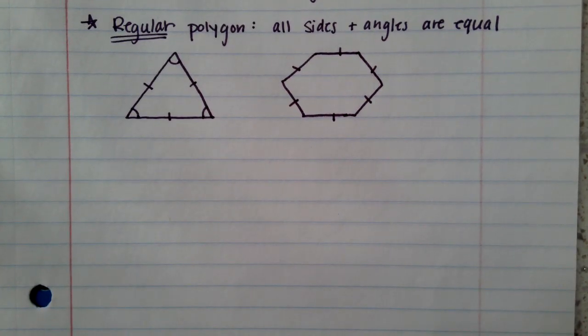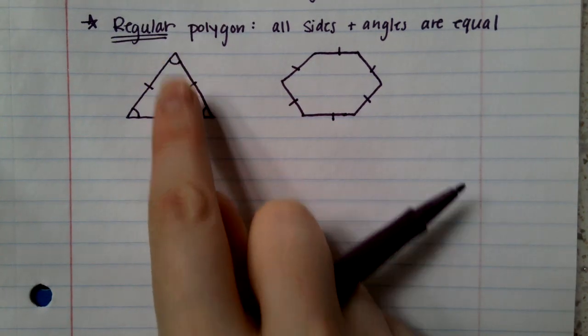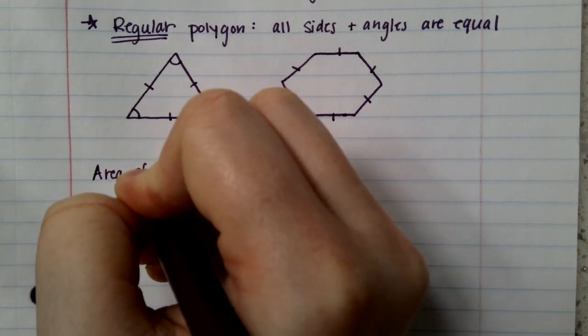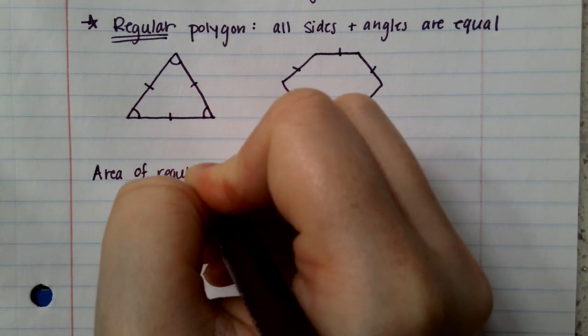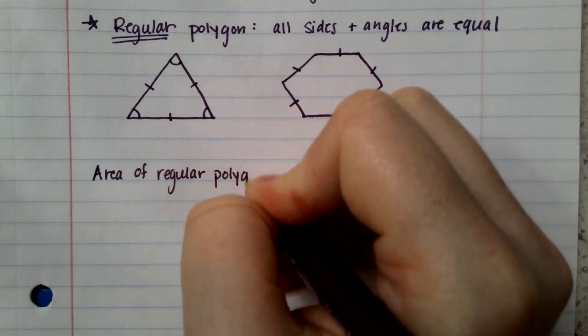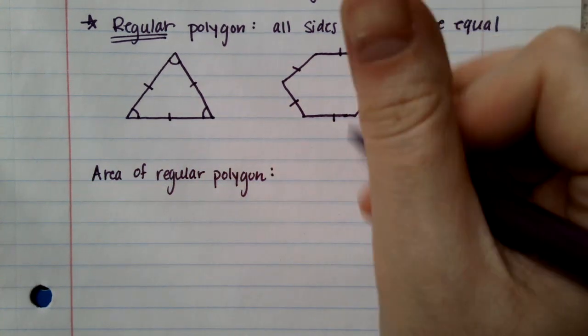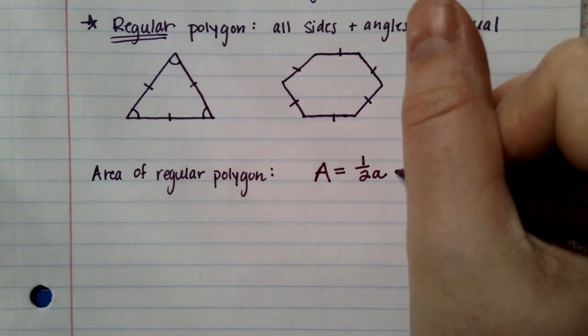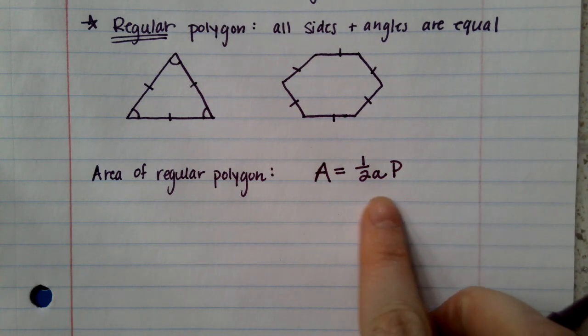So the area of any regular polygon can follow a very specific formula that is special to polygons in general. So it doesn't really matter how many sides you have, but if you know it's a regular polygon, then you can use this formula. So area of a regular polygon is A equals 1/2 little a p.